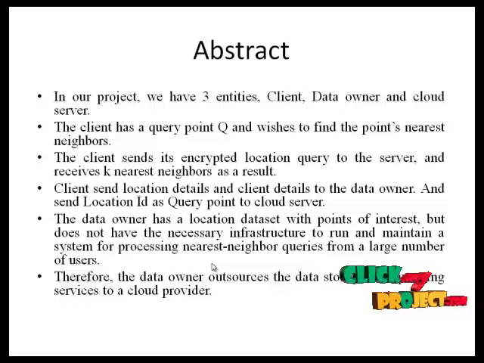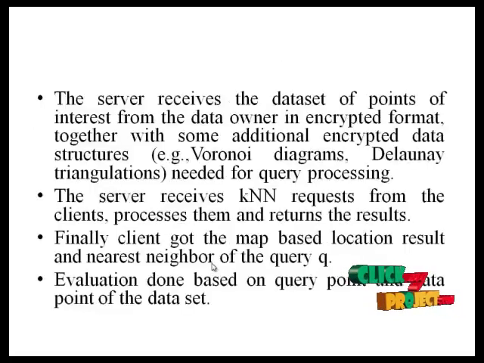The data owner has a location dataset such as points of interest but does not have the necessary infrastructure to run and maintain a system for processing nearest neighbor queries from a large number of users. Therefore, the data owner outsources the data storage and querying services to a cloud provider. The server receives the dataset of points of interest from the data owner in encrypted format, together with some additional encrypted structures such as the Voronoi diagram and Delaunay triangulation needed for query processing. The server receives KNN requests from the clients, processes them, and returns the result to the client.